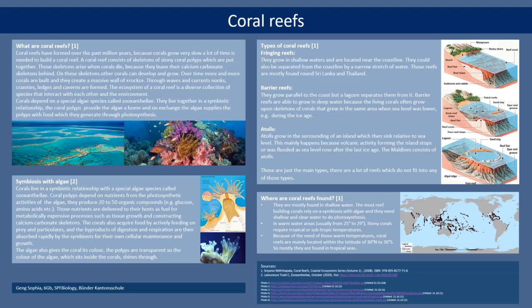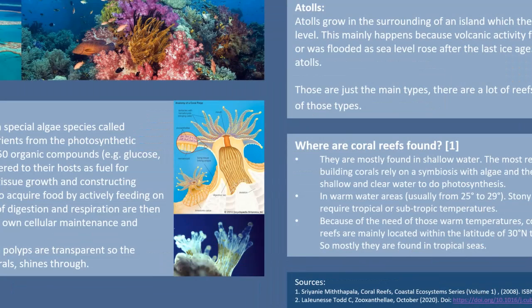The polyps are transparent, so they don't have any color, and the color of the algae which sits inside the corals shines through. The algae is here and has a green color, and the polyps are transparent, so they don't have any colors.